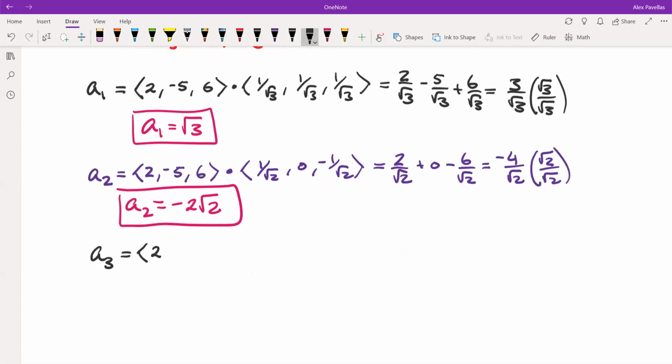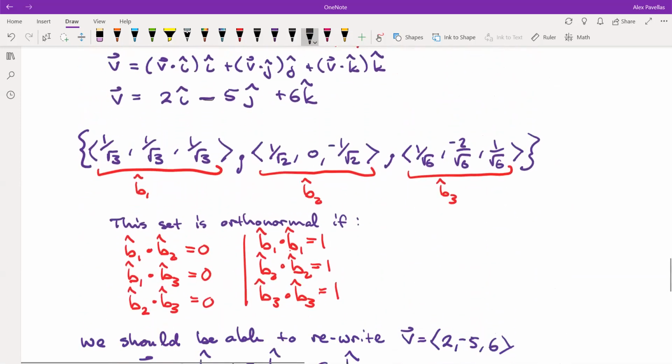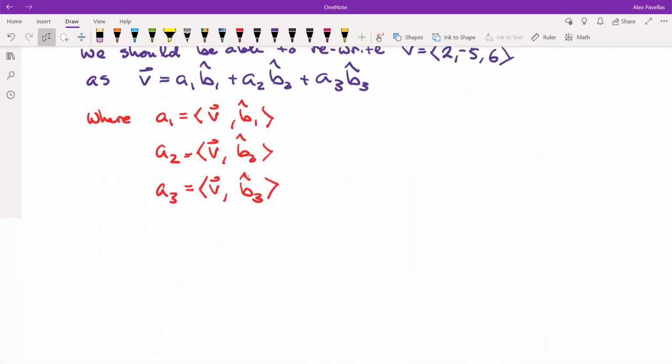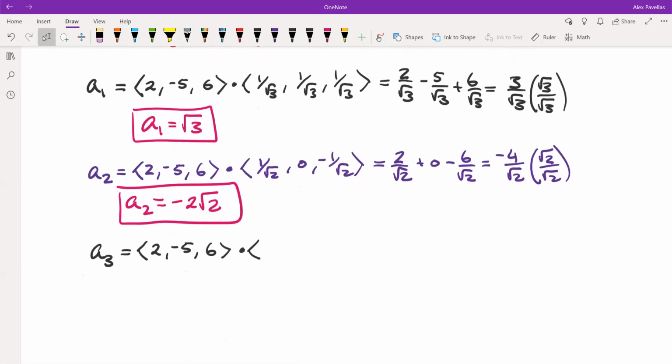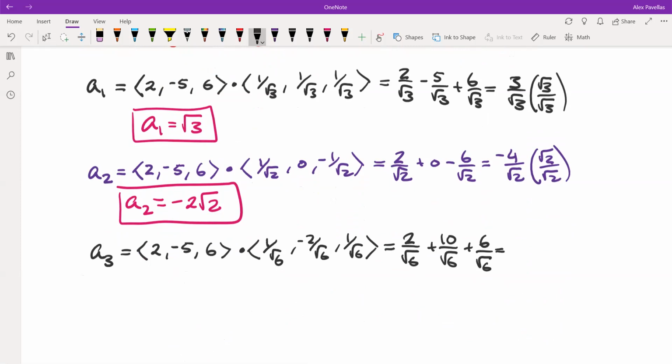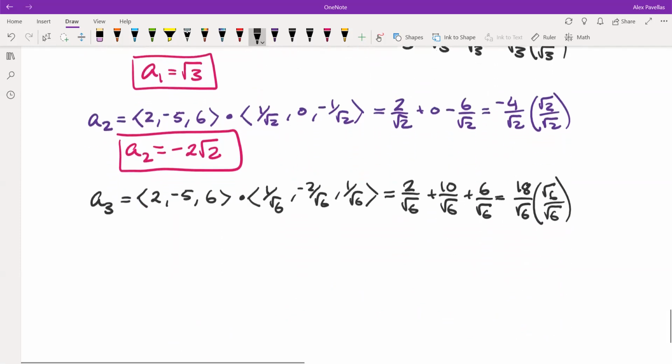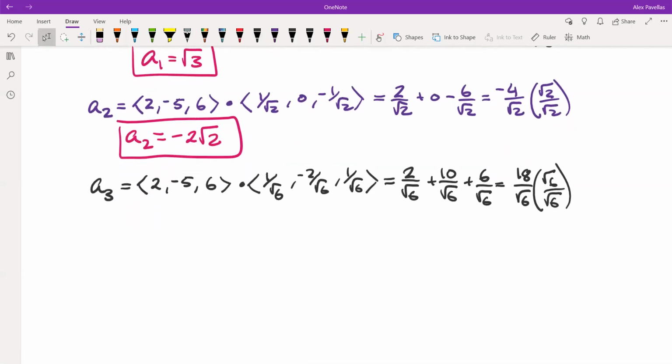And A3 would be the dot product of our vector 2, minus 5, 6 with our third basis vector, which is 1 over root 6, minus 2 over root 6, 1 over root 6. All right, so that would be 2 over root 6 plus negative 5 times negative 2, so plus 10 over root 6, and then plus 6 over root 6. So this would be 18 over root 6, which if I rationalize, root 6 over root 6, is 18 times square root of 6 over 6, so 3 times root 6. So our A3 is 3 times root 6.